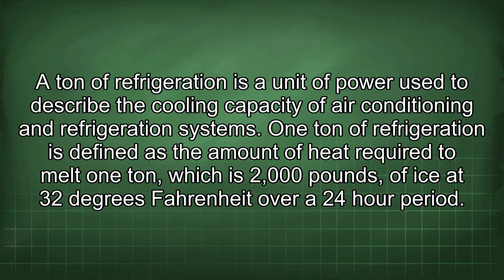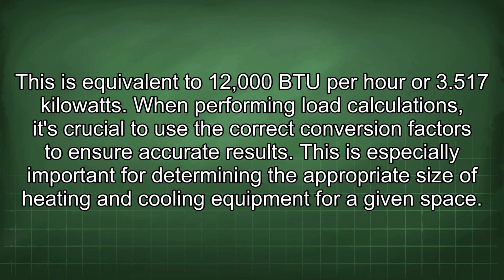A ton of refrigeration is a unit of power used to describe the cooling capacity of air conditioning and refrigeration systems. 1 ton of refrigeration is defined as the amount of heat required to melt 1 ton, which is 2,000 pounds, of ice at 32 degrees Fahrenheit over a 24-hour period. This is equivalent to 12,000 BTU per hour or 3.517 kilowatts.